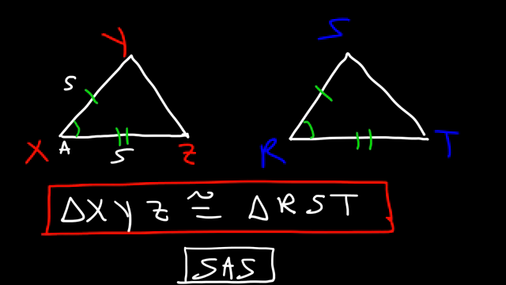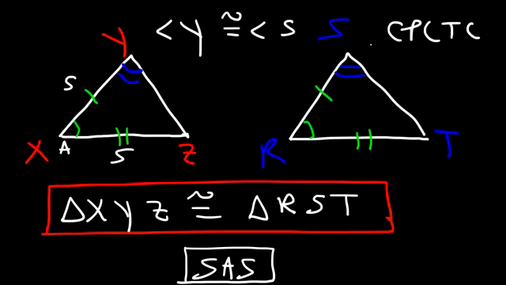Now, once you prove that two triangles are congruent, you can also make another statement. For instance, now that we know that these two triangles are congruent, I can say that angle Y is congruent to angle S. And the reason why I can say that is something called CPCTC: corresponding parts of congruent triangles are congruent. So once you prove that two triangles are congruent, then you can make a statement that other portions of that triangle are congruent as well, using this as your reason.